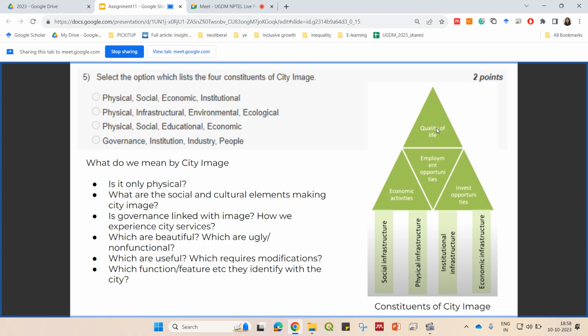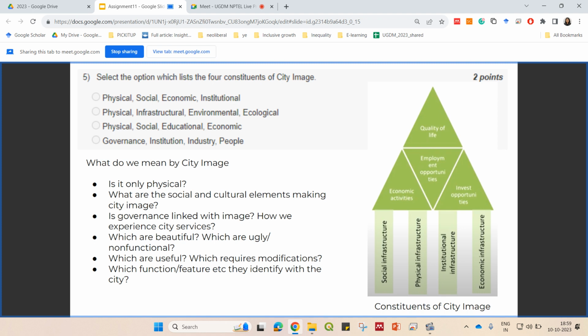Then there are things that these components do. They improve the quality of life, they improve investment opportunities, employment opportunities, and even activities. But essentially, what they do is create better livability, they make the city smarter, they make the city more sustainable, or they improve the image of the city. So it's basically these four components, and improvement in these components will lead to improvement either in the city image, or in the livability, or in the smartness of the city. These are the constituents that you need to focus on.